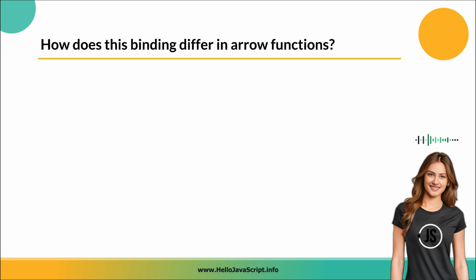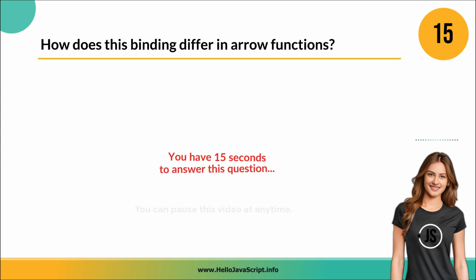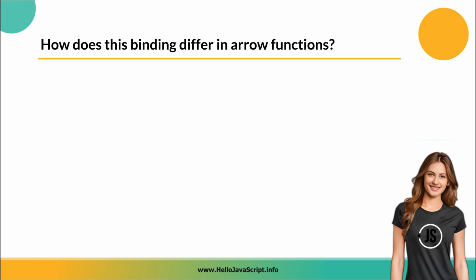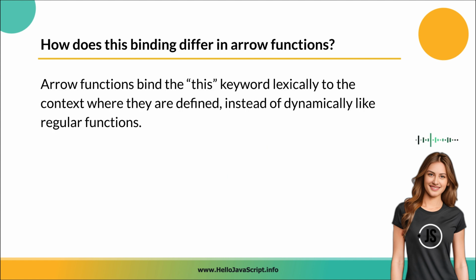Let's look at the next question. How does this binding differ in arrow functions? Here is the correct answer to this question. Arrow functions bind the this keyword lexically to the context where they are defined, instead of dynamically like regular functions.